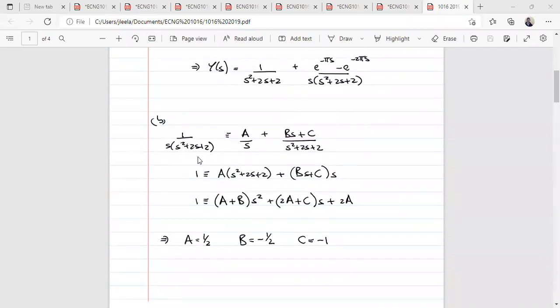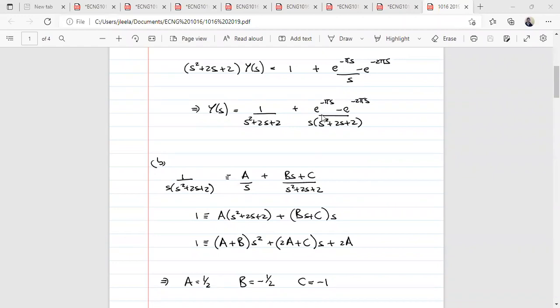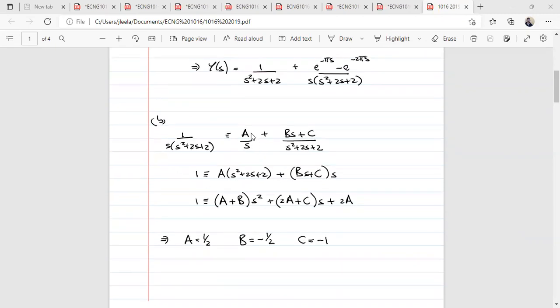Right, so this is the working showing us the second part. You want to find this part here. You're taking 1 over s times s squared plus 2s plus 2 and breaking it up into partial fractions, and then you're going to multiply it by e to the minus pi s minus e to the minus 2 pi s in order to arrive at your final answer. This is an irreducible quadratic fraction, so A over s plus (Bs plus C) over s squared plus 2s plus 2. If you multiply throughout by s squared plus 2s plus 2, you'll get A times (s squared plus 2s plus 2) plus (Bs plus C) times s.